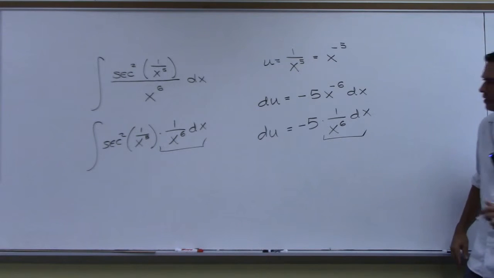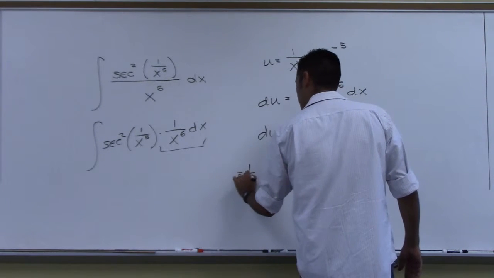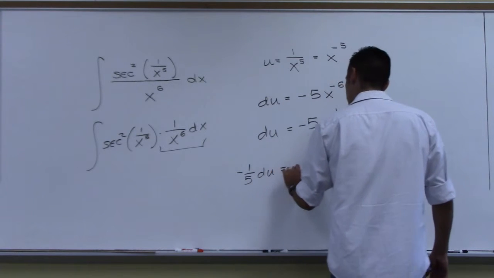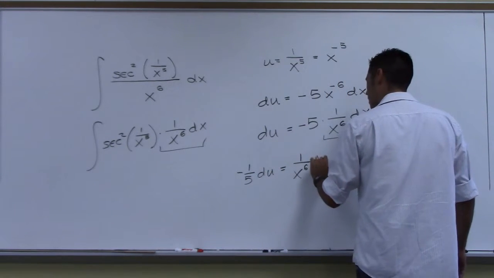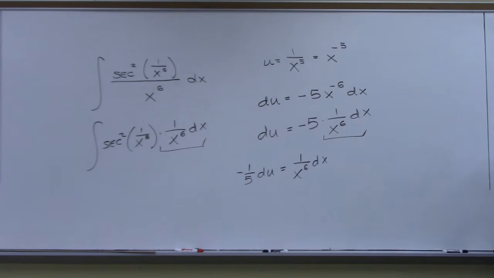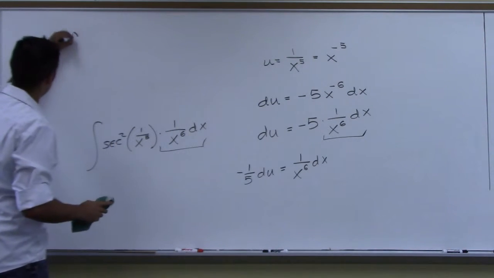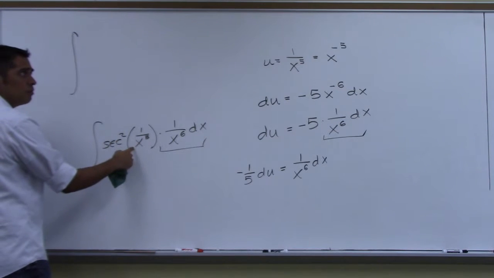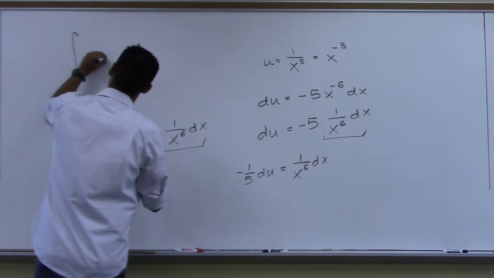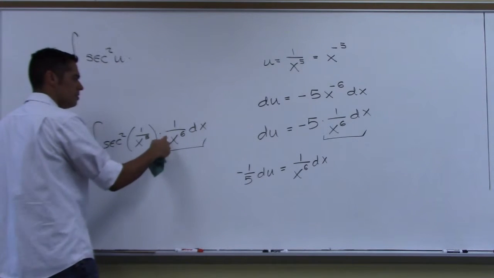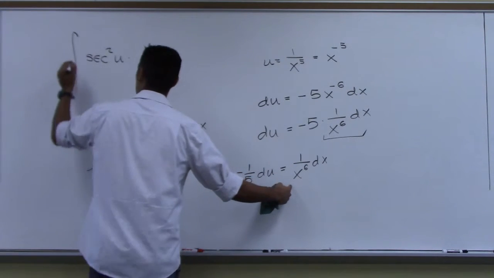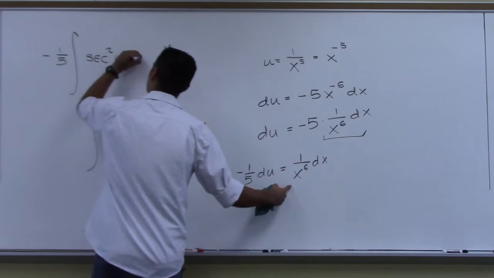So we'll scale out a negative 5. Negative 1/5 du equals 1 over x to the 6th dx, right? And I think we can just go straight in, right? Straight in. So this becomes the integral of secant squared of u, right? That was our u. And then this 1 over x to the 6th dx becomes negative 1/5, which I'll pull out, du.